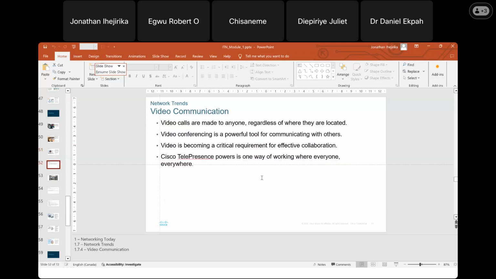Video communication. Now, video calls are made to anyone, regardless of where they are located. Some of the new features, for instance, the one WhatsApp made, is that you can actually make video calls on WhatsApp. Video conferencing is also a powerful tool for communicating with others. Video is becoming a critical requirement for effective collaboration. So Cisco TelePresence is one way of working where everyone is everywhere.